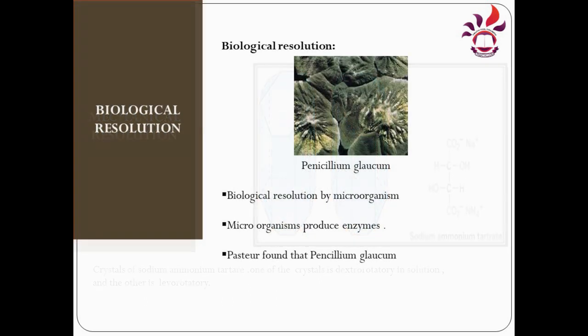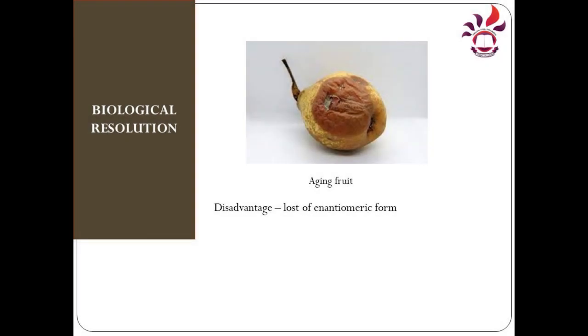Biological resolution. In the second method, the resolution of enantiomers takes advantage of the varying rate of metabolism of the components of a racemic mixture by microorganisms. Microorganisms produce enzymes that are themselves chiral and consequently react differently to isomeric forms. Then Pasteur found that Penicillium glaucum, a green mold found on fruit and cheese, consumes the dextrorotatory form of tartaric acid.